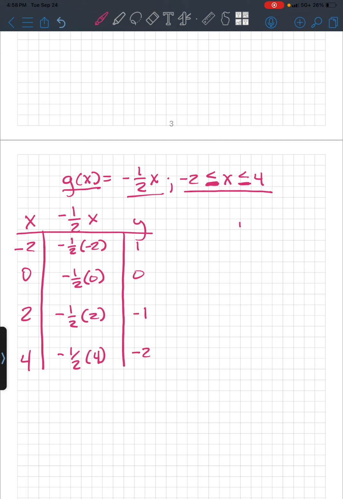And so now I'm going to graph these. So I'm going to graph these points. -2, 1 is here. 0, 0. 2, -1, which is here. And 4, -2. And because it has this part, it doesn't want separate points. This is a continuous line, but it does have endpoints of -2 and 4.